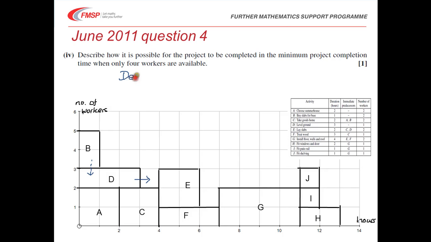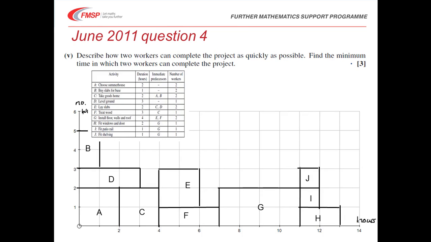So if we delay D by 1 hour, so it starts after B. Now that allows us to just use 4 workers. Okay, so just 1 mark for writing that down.